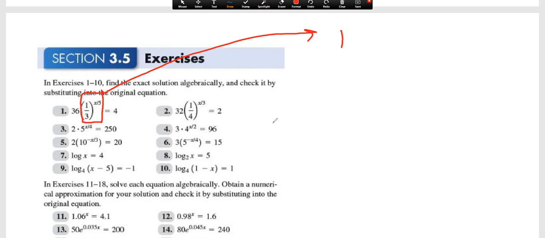So that means that 1/3 to the x over 5 equals... What is 4 divided by 36? Anybody got a fraction for me on that one? Yeah? 1 over 9. Now, we don't need a calculator for this particular question. 1 over 3 and 1 over 9 share a common base. What do you think it is? 3. Thank you very much. Nice.